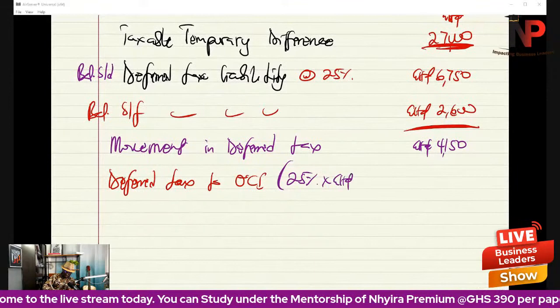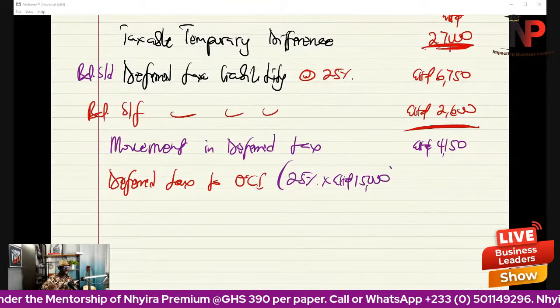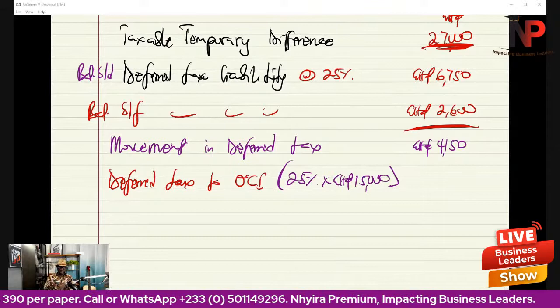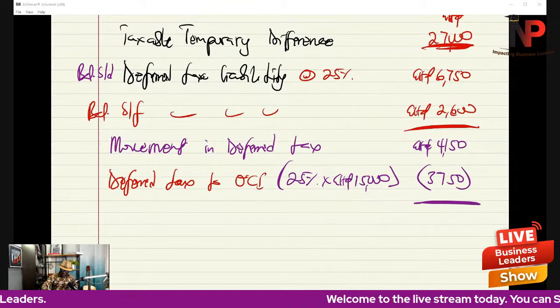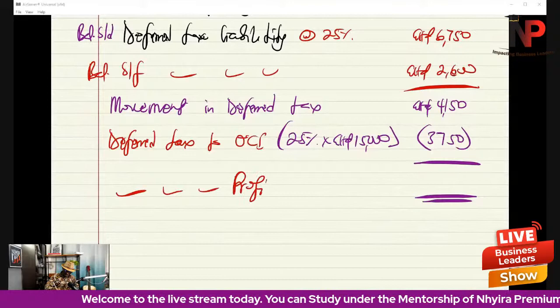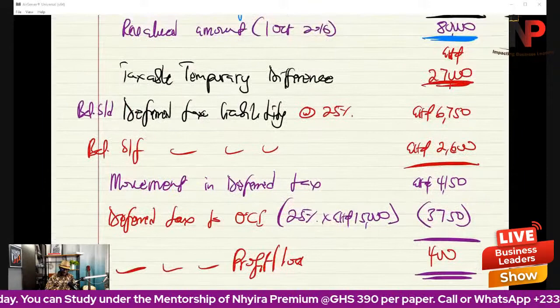Okay, because the amount that goes to OCI is always the tax rate multiplied by the revaluation surplus. And that gives us an amount of 3,750. So the balancing figure is the deferred tax that goes to the profit or loss account, and that's going to be 400. Any questions, please?